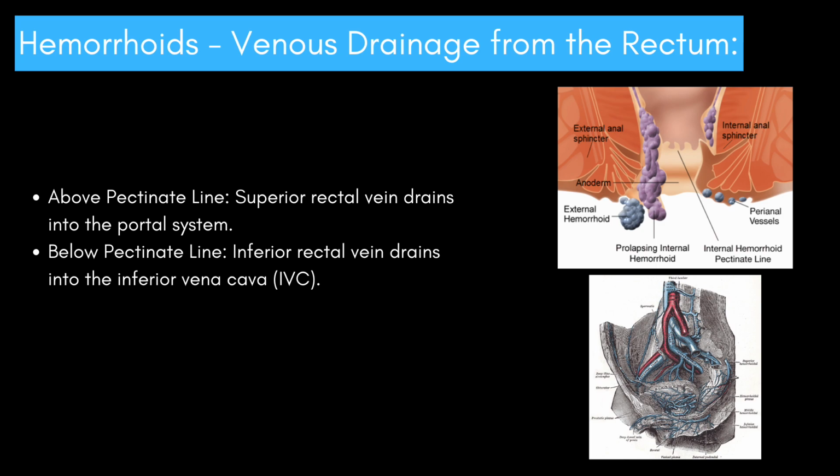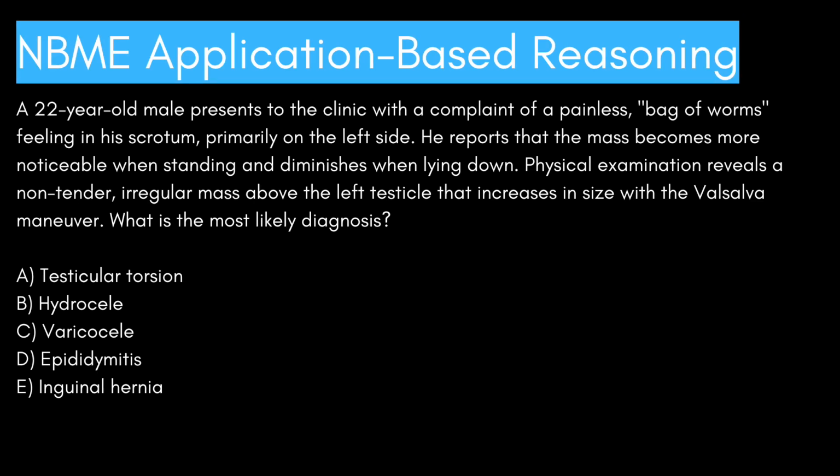All right, guys, now that we have covered all of the content, let's go ahead and take a look at some questions to review the knowledge you have gained so far. A 22-year-old male presents to the clinic with a complaint of a painless bag of worms feeling in his scrotum, primarily on the left side. He reports that the mass becomes more noticeable when standing and diminishes when lying down. Physical examination reveals a non-tender, irregular mass above the left testicle that increases in size with the Valsalva maneuver. What is the most likely diagnosis?